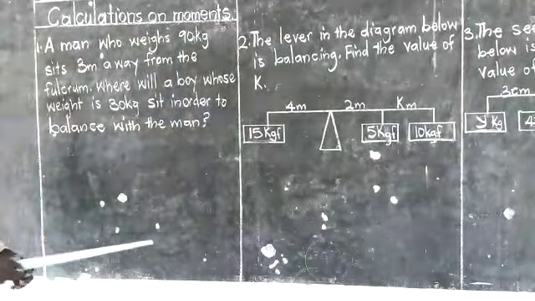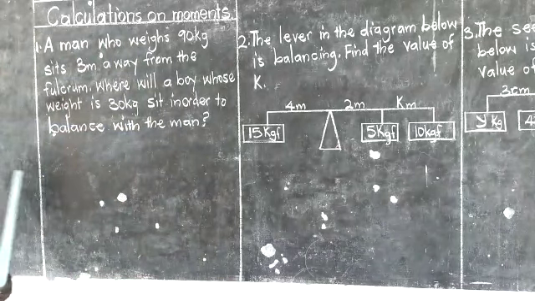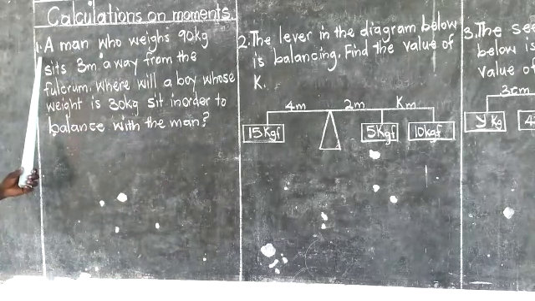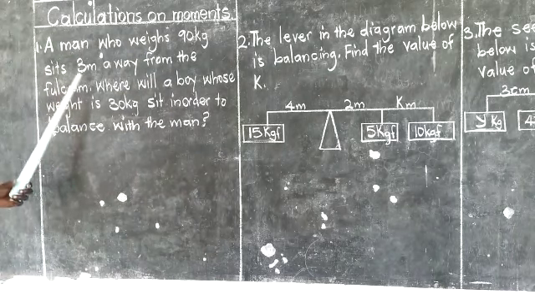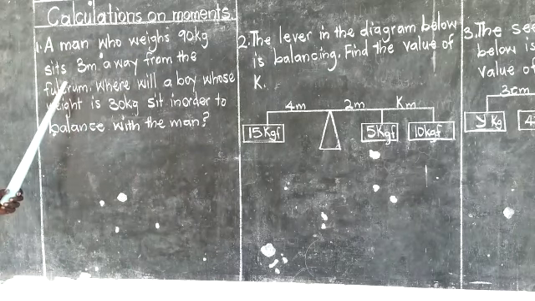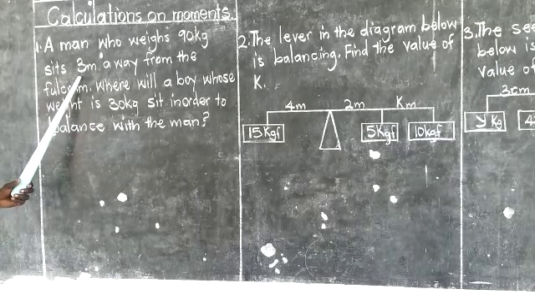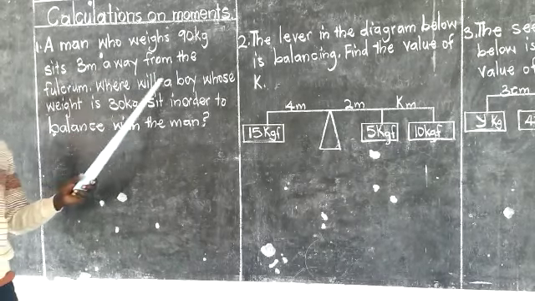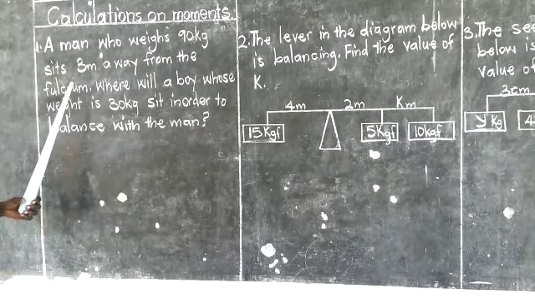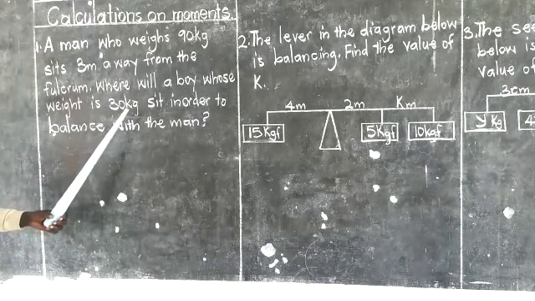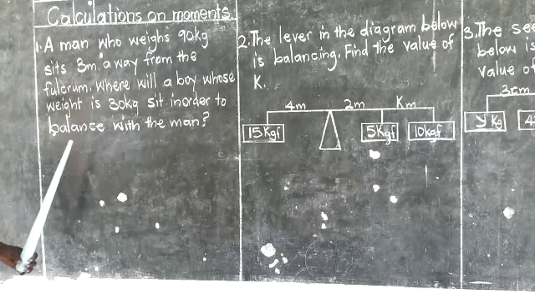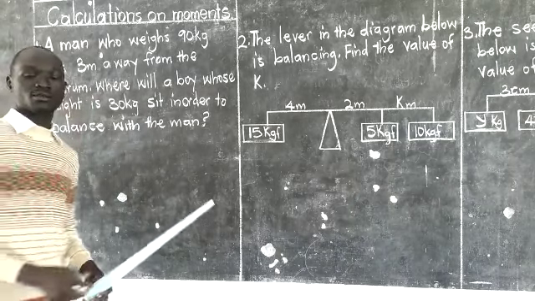Let us look at the first example. We have the first question. It reads, a man who weighs 90 kilograms sits 3 meters away from the fulcrum. Where will a boy whose weight is 30 kilograms sit in order to balance with the man?